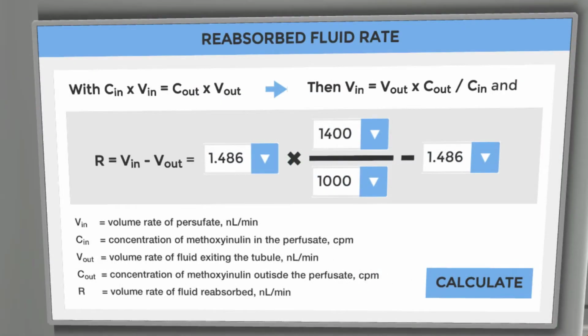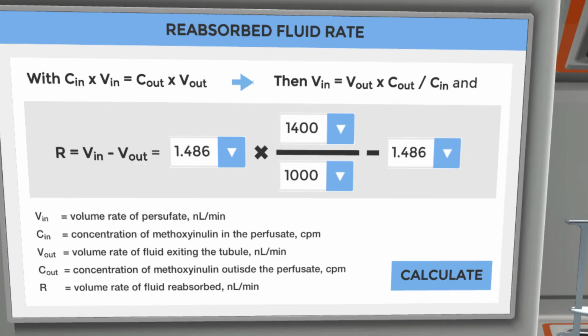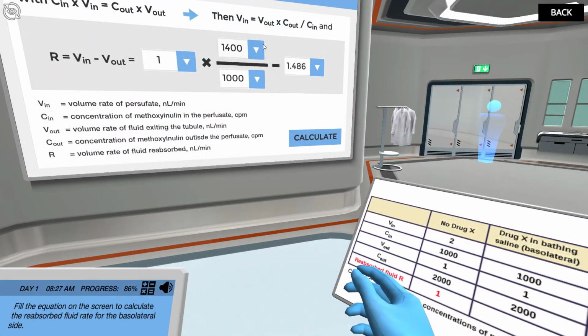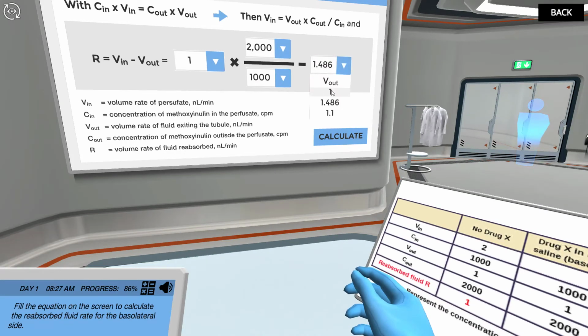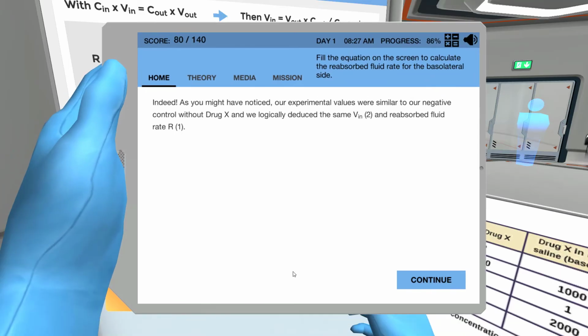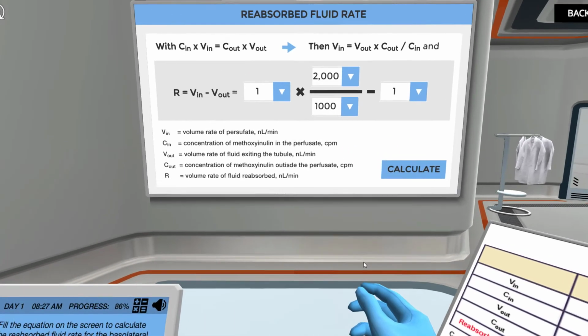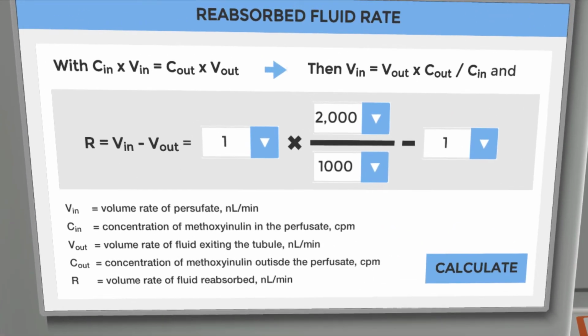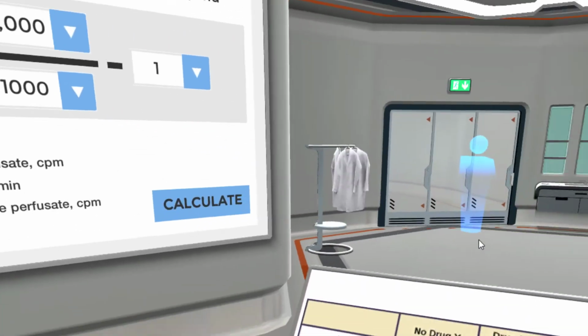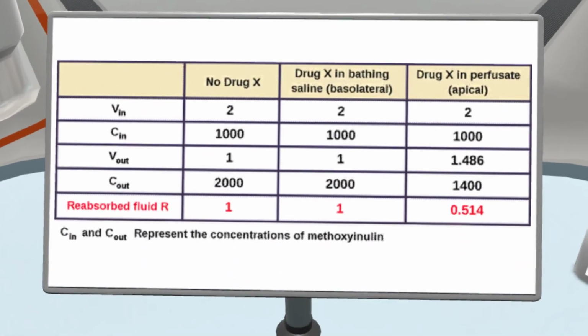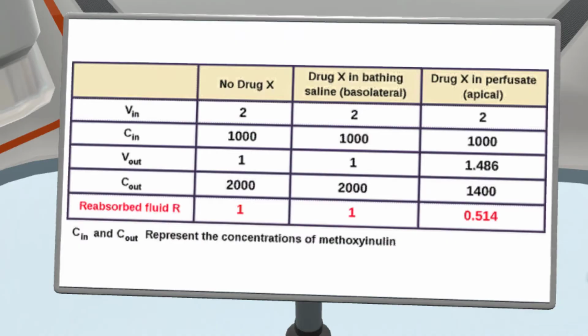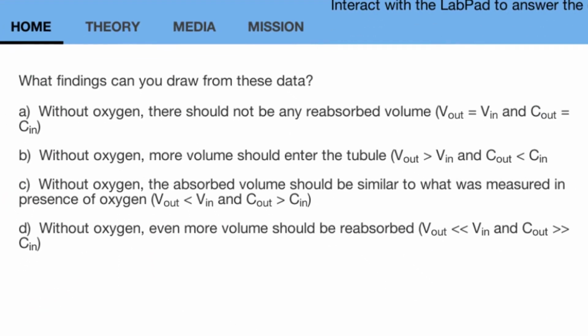Well done! We can see a difference here, with a reduced reabsorbed fluid rate. Indeed, as you might have noticed, our experimental values were similar to our negative control without drug X, and we logically deduced the same V in and reabsorbed fluid rate R. Great! Now the table is complete. I will leave it up for you to make your own conclusions. What findings can you draw from these data?